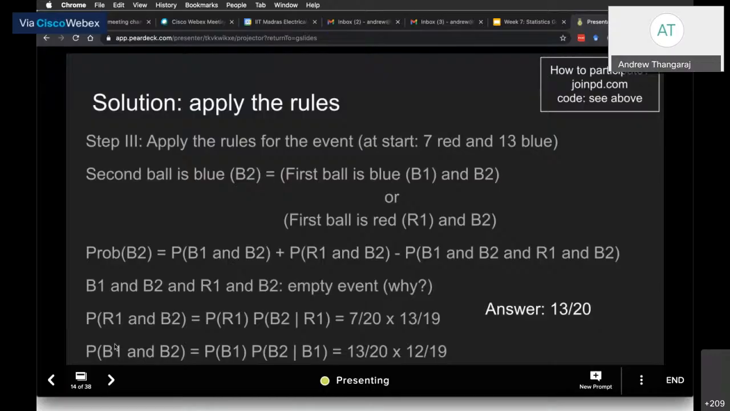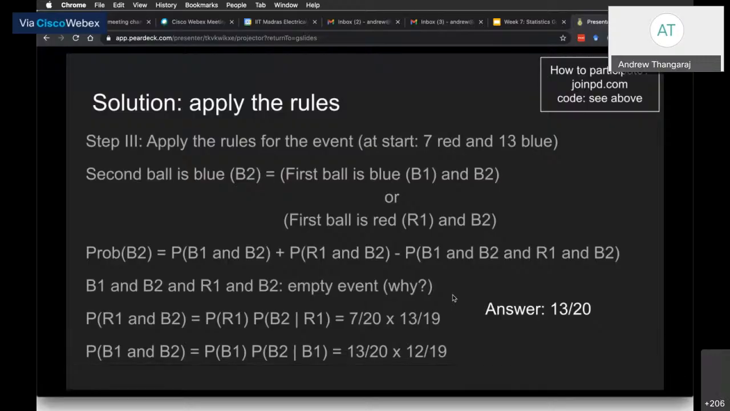Now, what is the probability of B1 and B2? You go through a similar calculation, and you'll get 13 by 20 multiplied by 12 by 19. So you plug all these in, right? It's 7 by 20 into 13 by 19, plus 13 by 20 into 12 by 19, minus 0, of course. You will get 13 by 20. So that's your answer. I know I went through this very, very slowly. We took a little longer than we thought, but believe me, this is how you have to do the calculation for these things. There are these rules for how to calculate probabilities when events get ANDed and ORed. You have to use them brutally, and you have to get the answer.